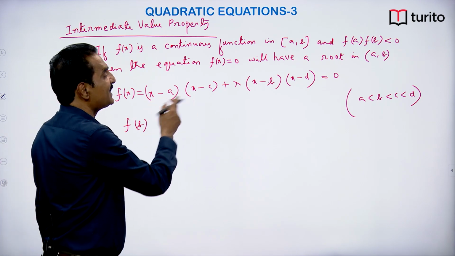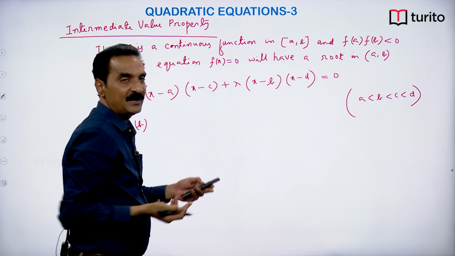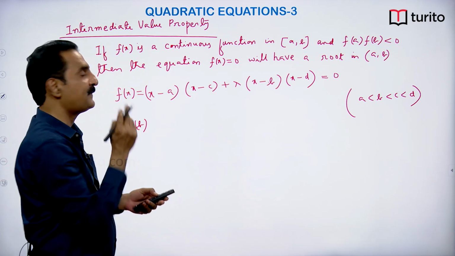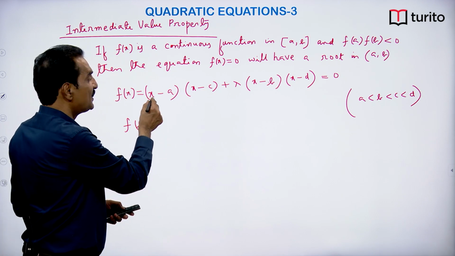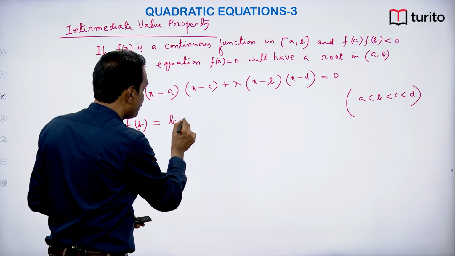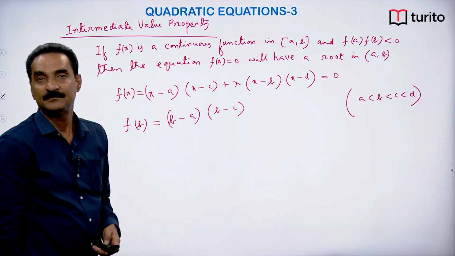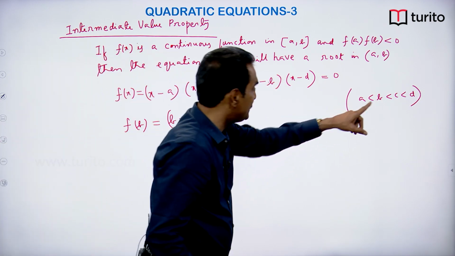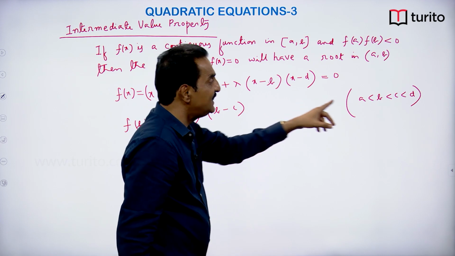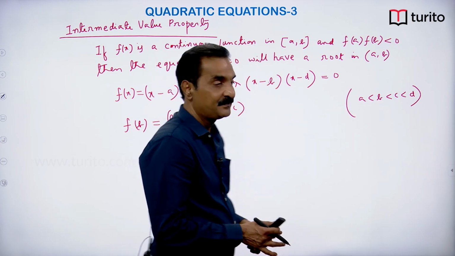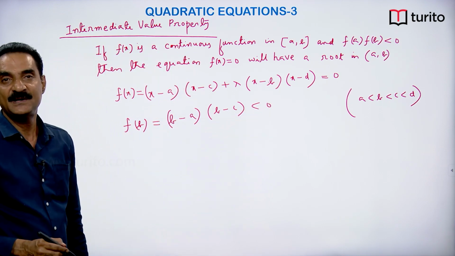If I substitute x is equal to a or c, what happens? You will get lambda into (a minus b) into (a minus d). Without knowing the sign of lambda, you cannot tell the sign of f of x. That is why I am substituting b. f of b is equal to (b minus a) into (b minus c) plus 0. Now, according to this condition, b minus a is positive, b is greater than a, and b minus c is negative because b is less than c. So, positive into negative is negative, f of b is negative.